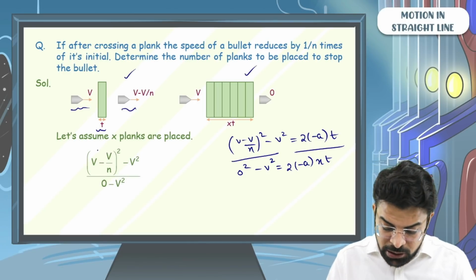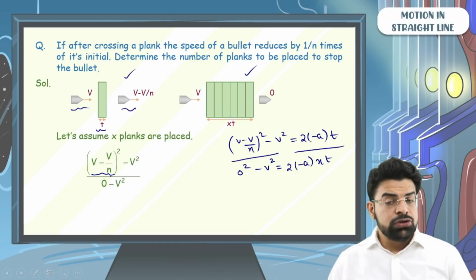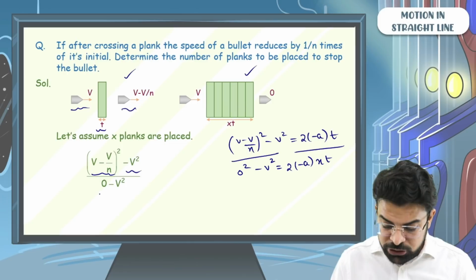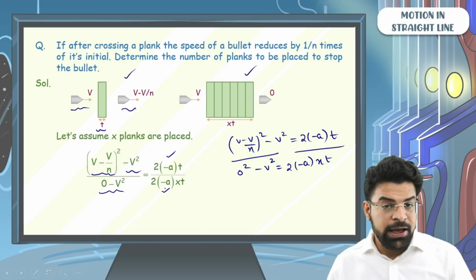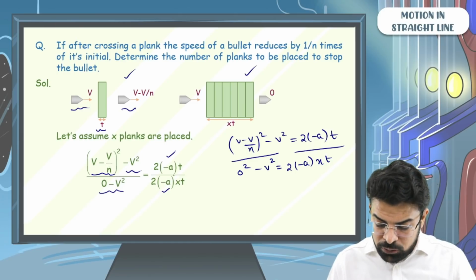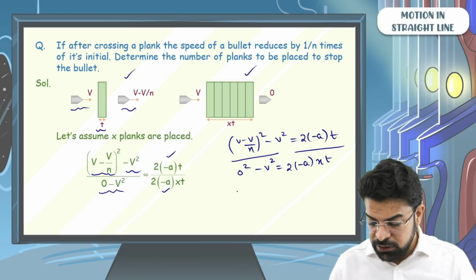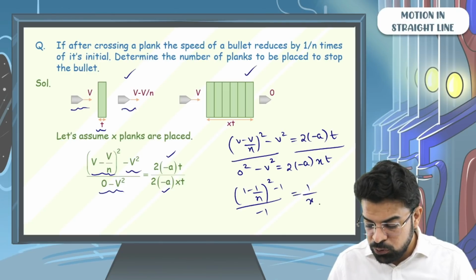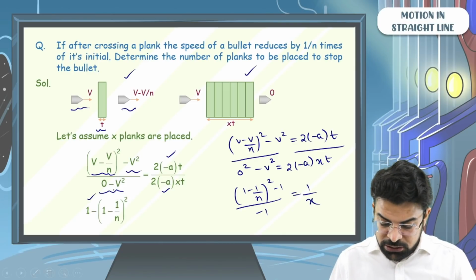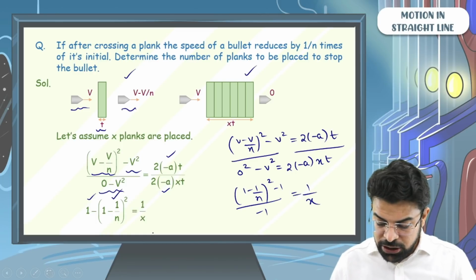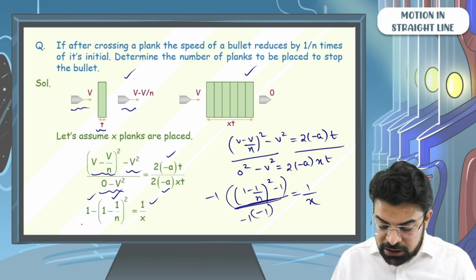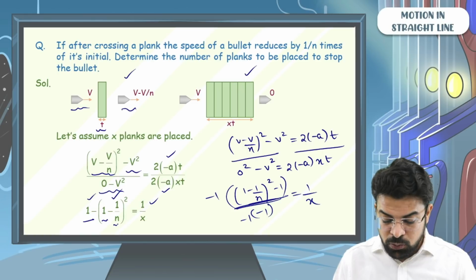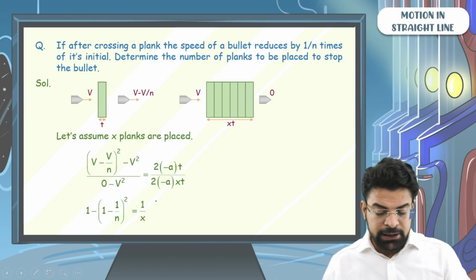So we can write from here v minus v by n whole square minus v square upon 0 minus v square equals to minus 2at upon minus 2axt. Cancelling out both the sides and taking v square outside, you will be left with 1 minus 1 by n whole square minus 1 by minus 1 equals to 1 by x. So 1 minus 1 by n whole square equals to 1 by x. If you multiply a minus 1 in denominator and numerator, in the numerator you will get 1 minus 1 by n whole square equals to 1 by x.